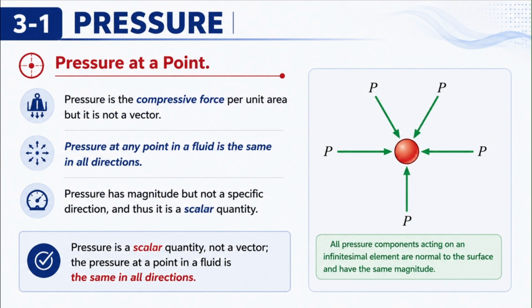Therefore, for a small fluid element in static equilibrium, Px equals Py equals Pz equals P, which means pressure in all directions is the same. This result is fundamental for fluid statics and allows pressure to be treated as a scalar field.